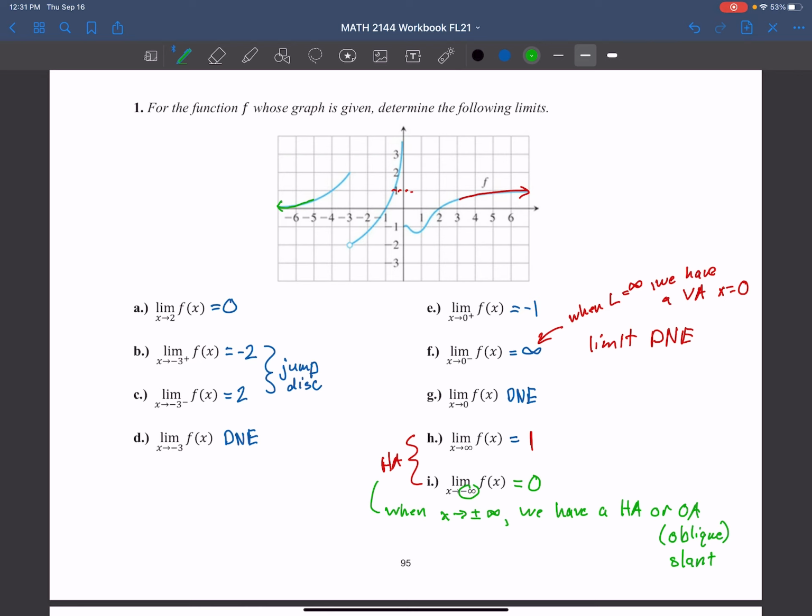In this example, all summarized, you will have something like that on the test where you're given just a general graph and you just have to say, okay, what is the limit as x approaches 0, or what is the limit as x goes to infinity, et cetera. Any questions on this first example?